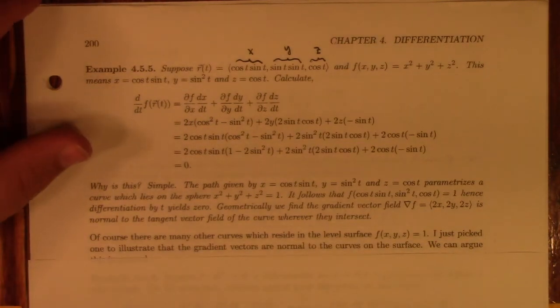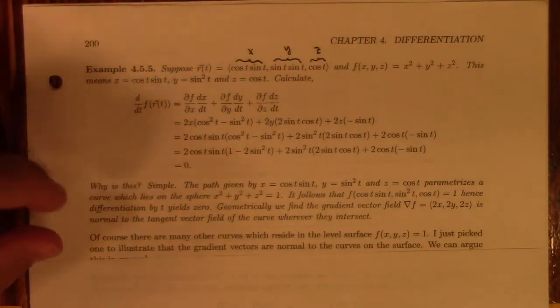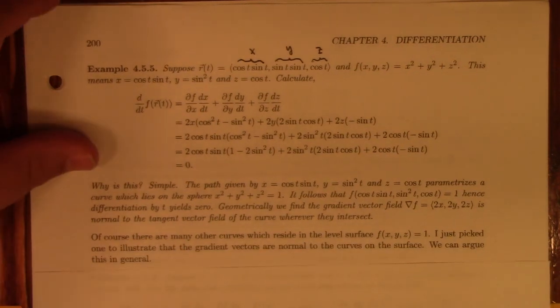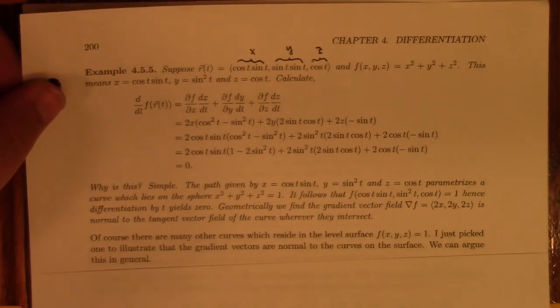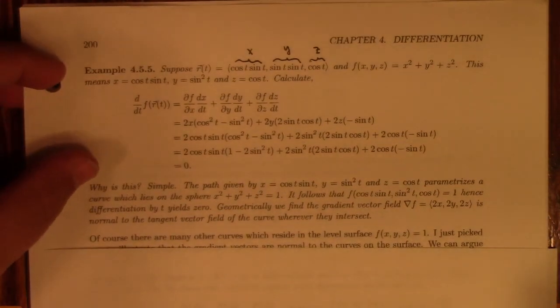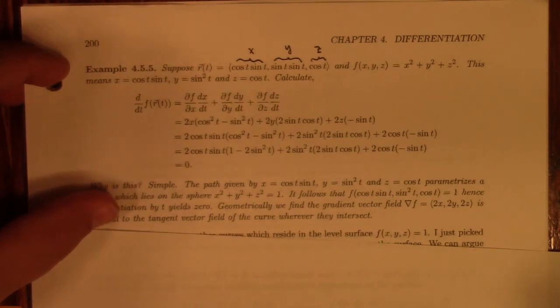Now that's just one of many, many curves on the sphere, right? Okay, we'll come back to that. But that actually is an important idea. On a level surface, you've got lots and lots of different paths, each of which the gradient vector field to the surface is perpendicular to.